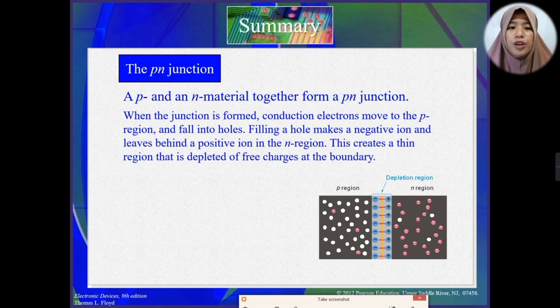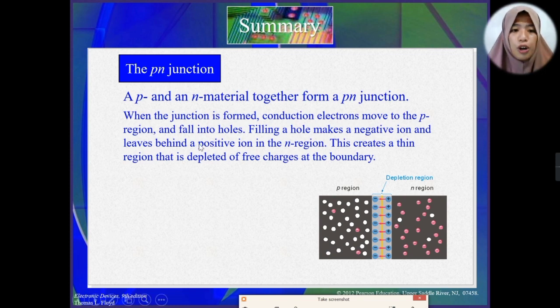A P-N junction: a P and N material together form a P-N junction. When a piece of intrinsic silicon is doped, we create P-type and N-type, wherein we can form a P-N junction at the boundary between those regions. Then a diode is created. We will also discuss that diode in the next slide.